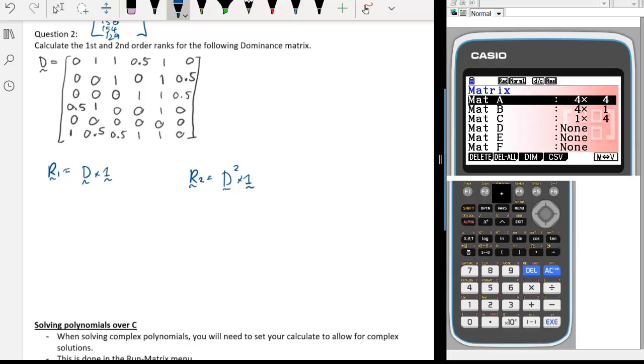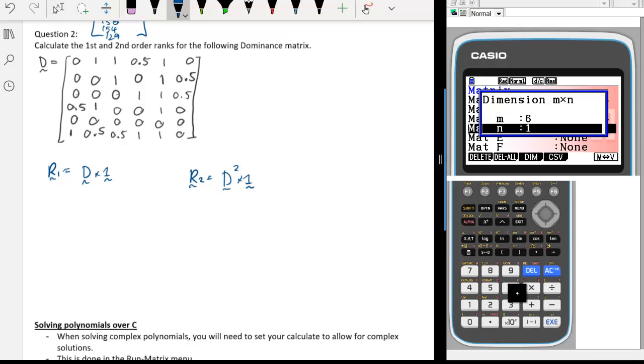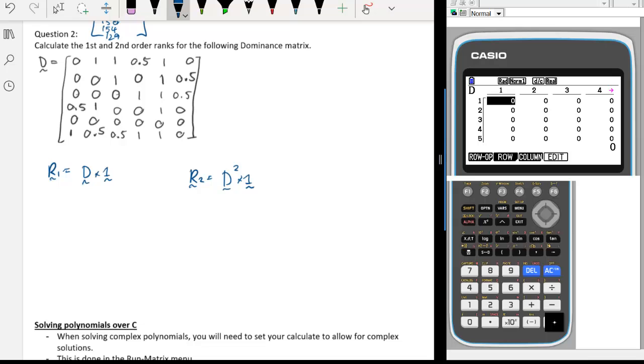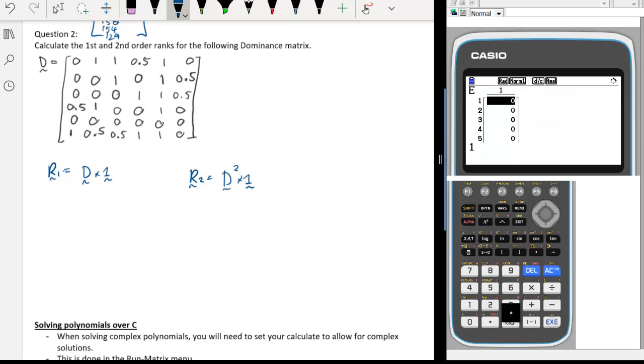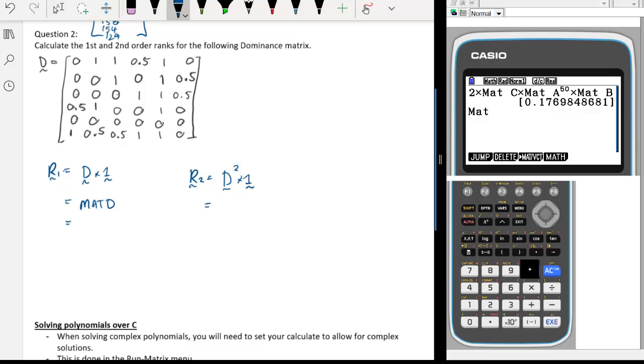So matrix vector menu, matrix D will now be a 6 by 6. I'm going to fast forward the entry here. So there's our dominance matrix entered. And in E we'll put our 1 matrix, which will be a 6 by 1, and all the values will be 1s. Now it's just going to be matrix D multiplied by matrix E, and matrix D squared multiplied by matrix E. So let's do that now, nice and easy.